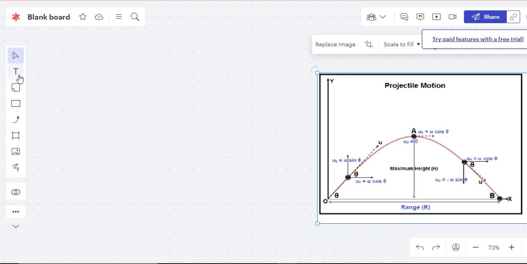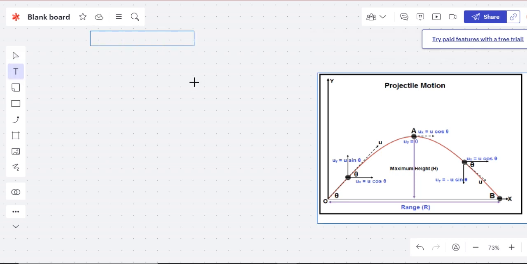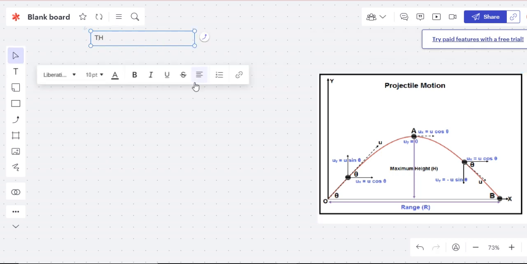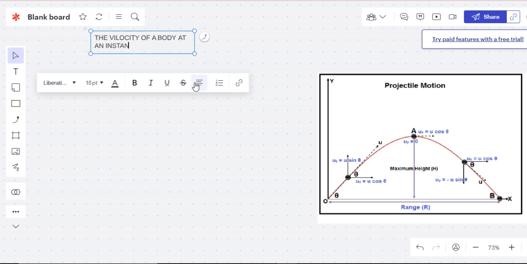So today I'm going to discuss a very important topic, which is the velocity of a body at an instant point. What will be the velocity of a body at an instant?